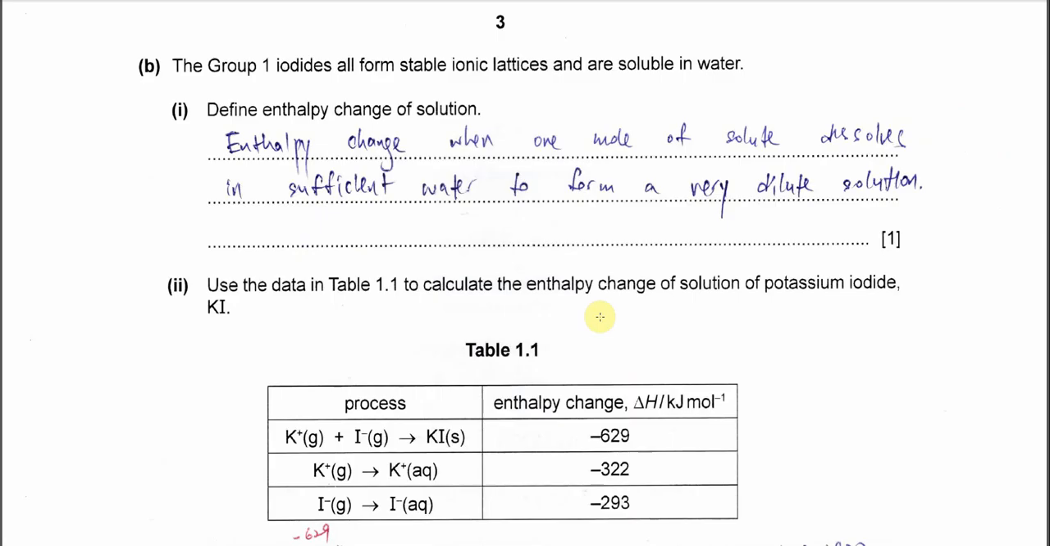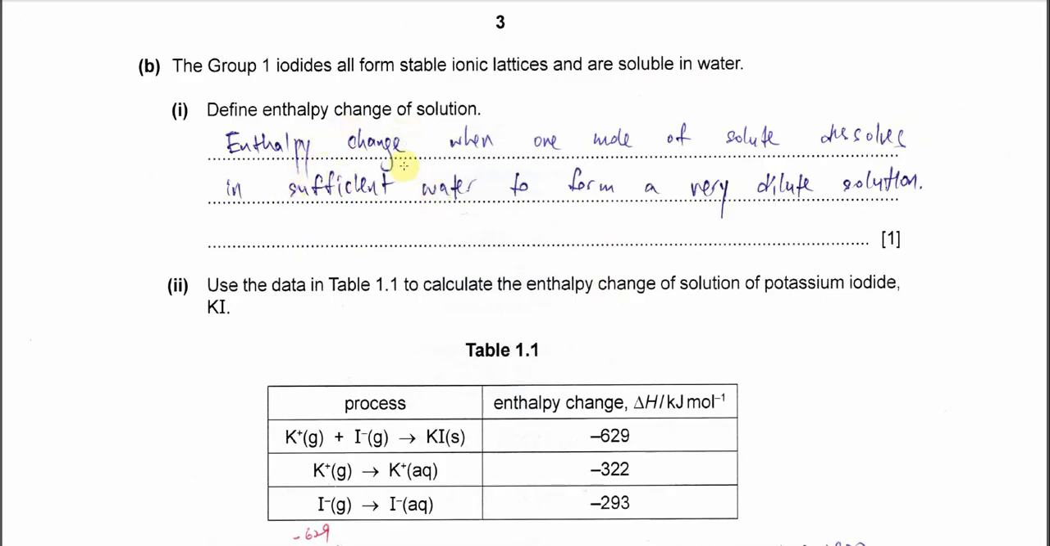Part B. The group 1 iodides all form stable ionic lattices and are all soluble in water. Okay, part 1. Define enthalpy change of solution. This one is very easy.